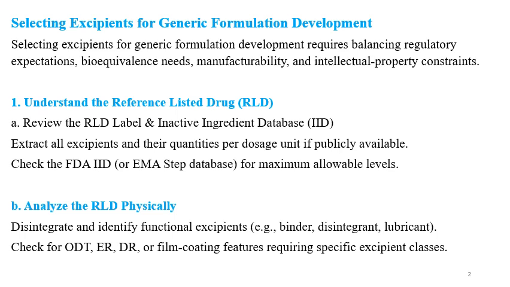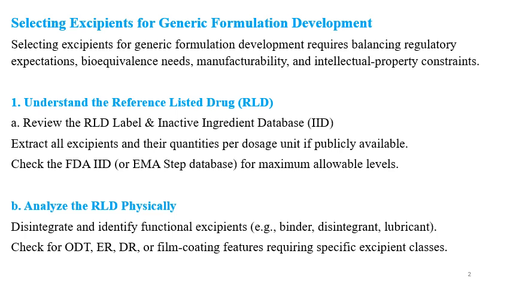Selecting excipients for generic formulation development requires a balance of regulatory expectations, bioequivalence, manufacturability, stability, and intellectual property constraints. For example, if some excipients are patented and you are developing a formulation and use the patented excipients, then your formulation will be infringing. So that is required to be considered. Now we will start the video with more information.